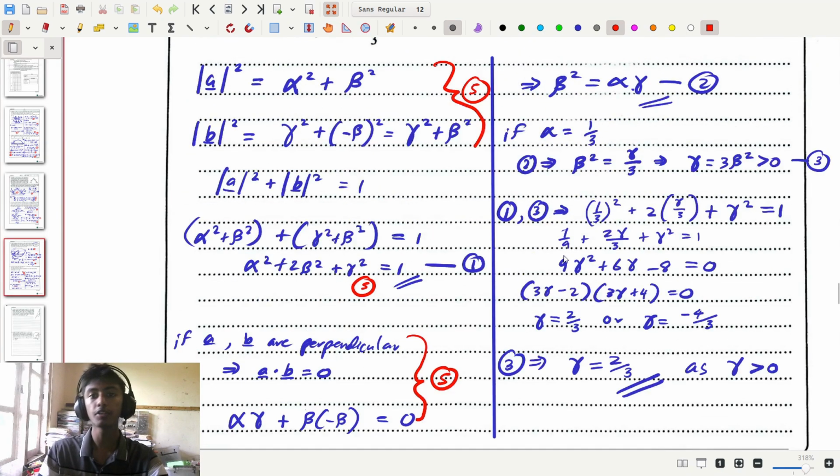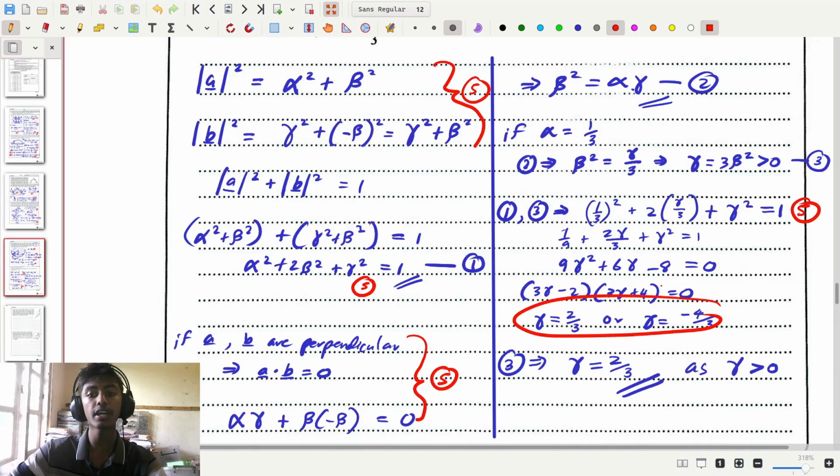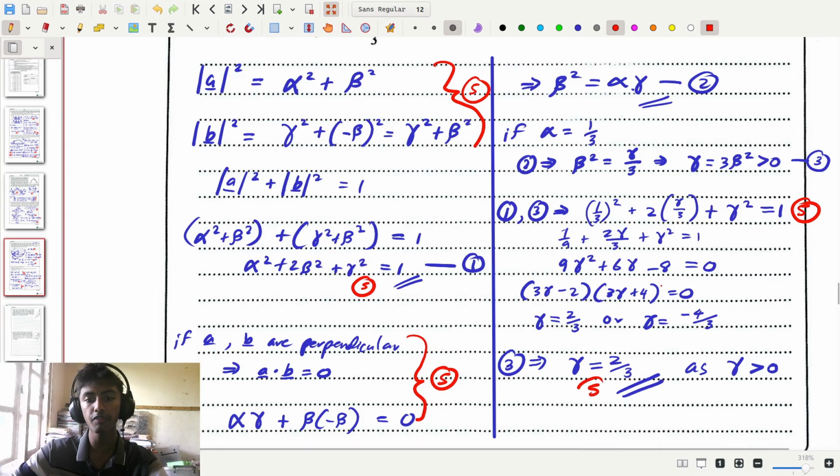After that, for the particular case of alpha equals 1/3, when you substitute and get this quadratic right here, you get 5 marks for that. And finally, when you simplify down, you get two solutions, and you say that since gamma is greater than 0, this solution is invalid, meaning that gamma is equal to 2/3, and you write down gamma equals 2/3 as your final answer. You get 5 marks for that.